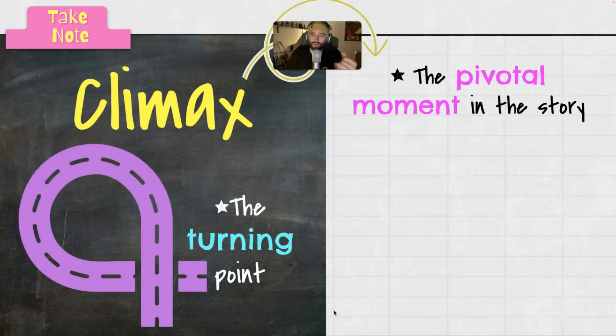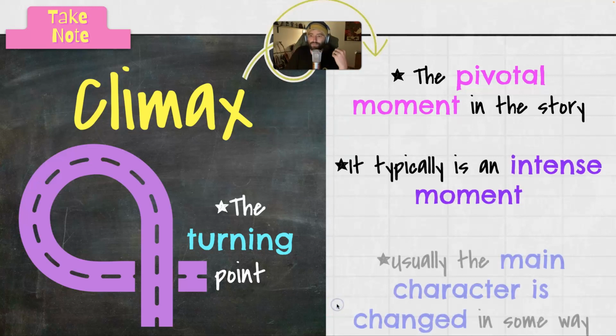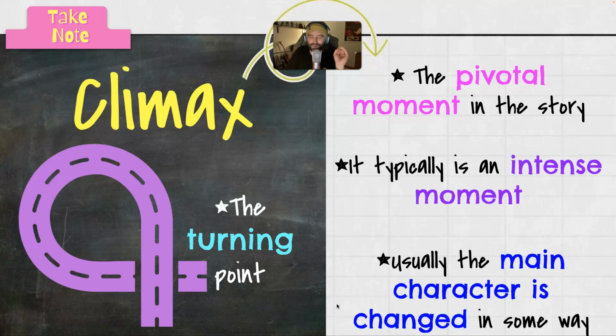the movie or the book, the most pivotal moment in the story. It is typically an intense moment. Usually the main character is changed in some way. And it's funny because if you look at Infinity War or you look at Endgame, both of these climaxes are a character snapping his fingers. In Infinity War, it's Thanos snapping his fingers, and in Endgame, it is Tony Stark snapping his fingers. But in both of them, those characters are snapping their fingers.